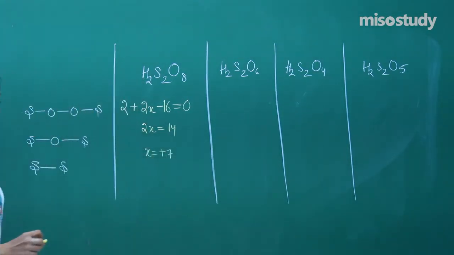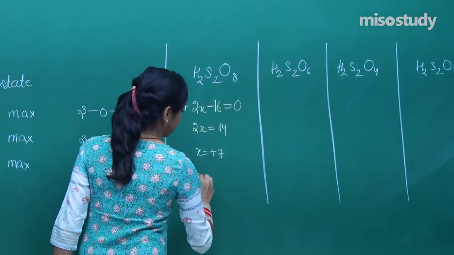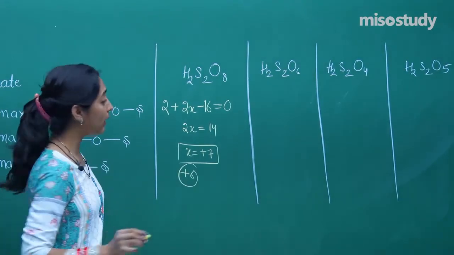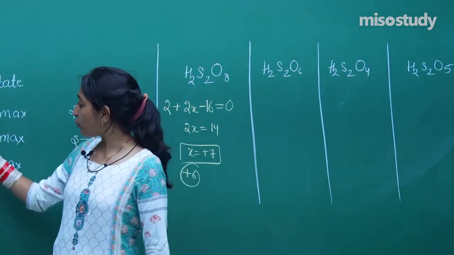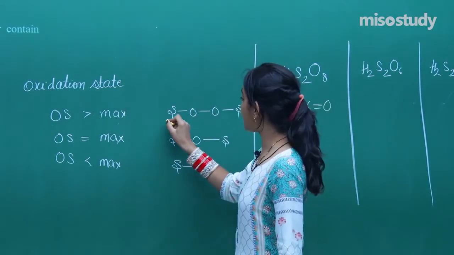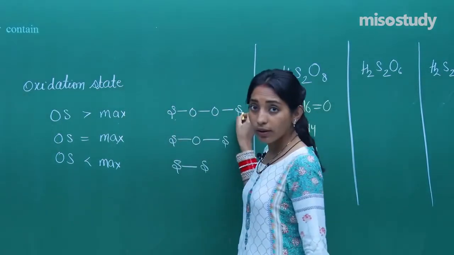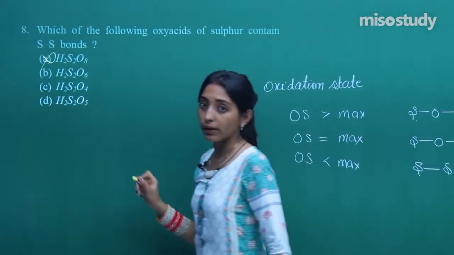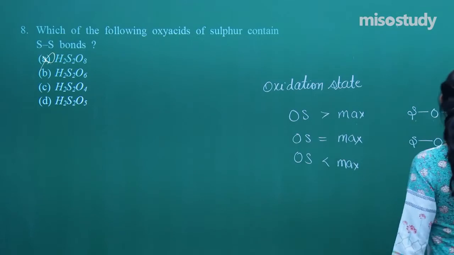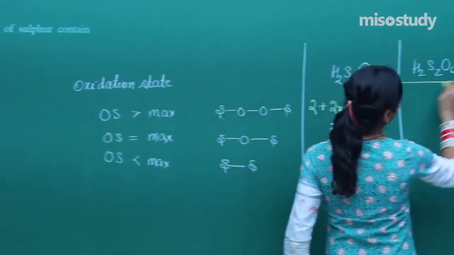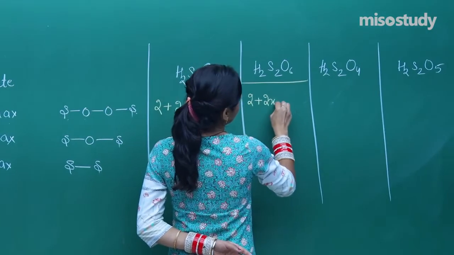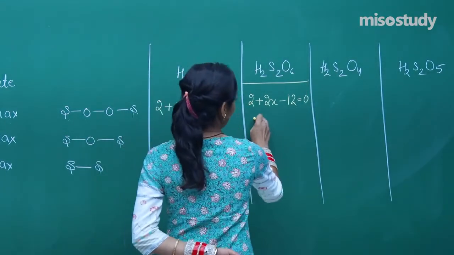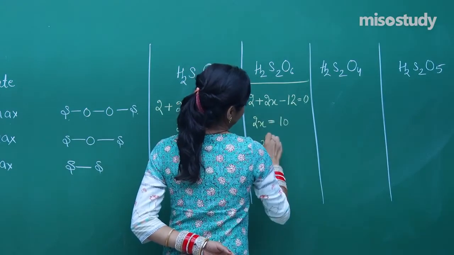Whereas the maximum oxidation state for sulfur is plus 6. Since the oxidation state is greater than max, there will not be an S-S bond; when the oxidation state is greater than max, there will be an O-O bond, right? So the first option is not the correct option. You can just ignore it. Moving on to the next option. Here on the screen, 2 plus 2x minus 6 into 2, 12, right? So we get 2x is equal to 10, x is equal to plus 5.